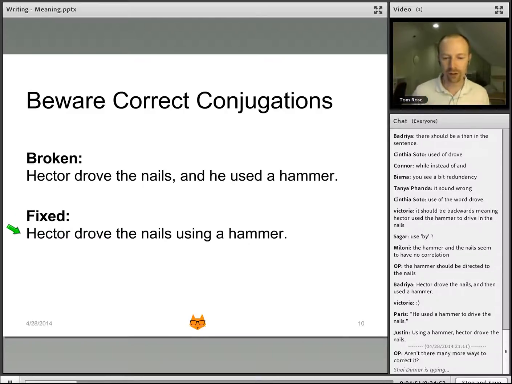Paris, your fix is good. He used a hammer to drive the nails. Justin, your fix is good. Using a hammer, Hector drove the nails. Great. Yes, and there are many, many more ways to correct this. I only suggest this one example as one instance of a fix.